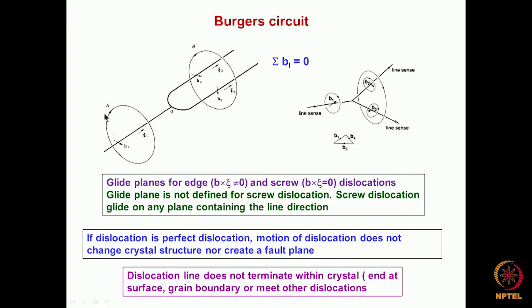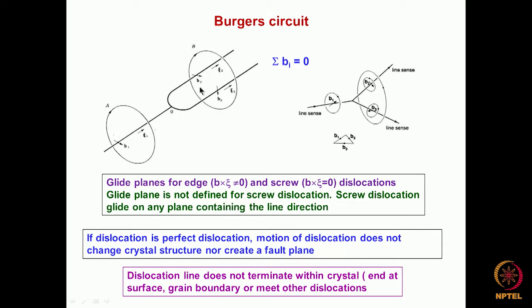Suppose we form a Burgers circuit around the line direction of this dislocation, in a region adjacent to it which does not contain the dislocation, and then we can find out the Burgers vector of the dislocation. That way, if we do it, we can find out what the Burgers vector is, and it is given as B1.